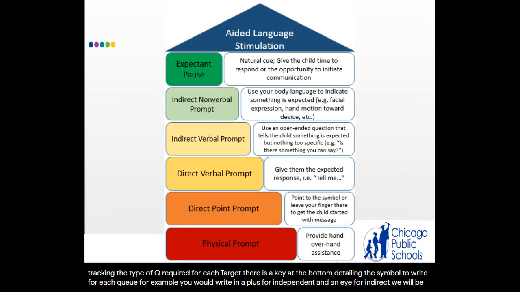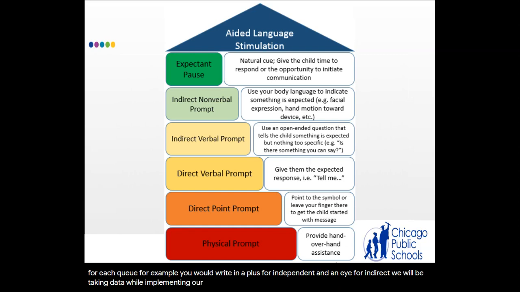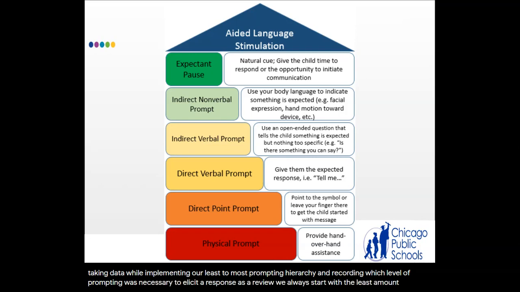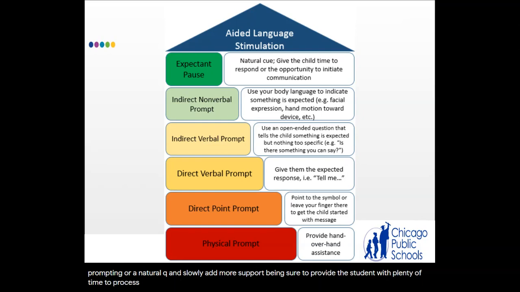We will be taking data while implementing our least to most prompting hierarchy and recording which level of prompting was necessary to elicit a response. As a review, we always start with the least amount of prompting or a natural cue and slowly add more support, being sure to provide the student with plenty of time to process between prompts.